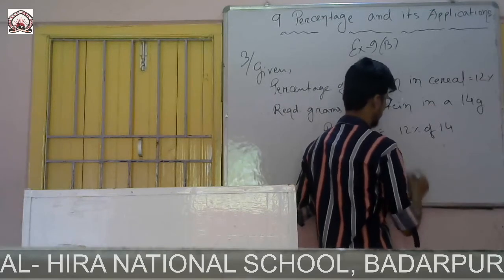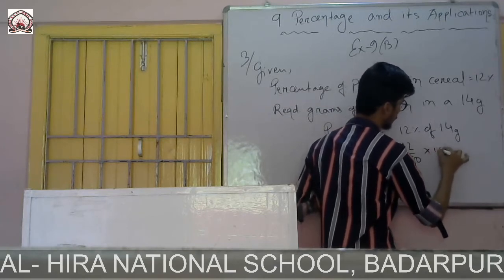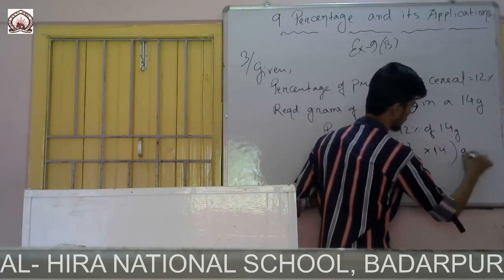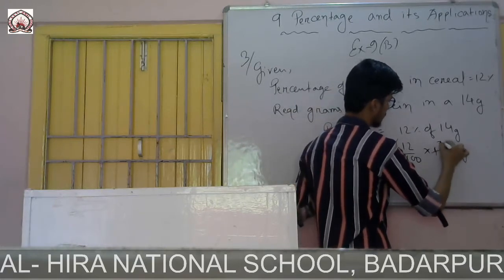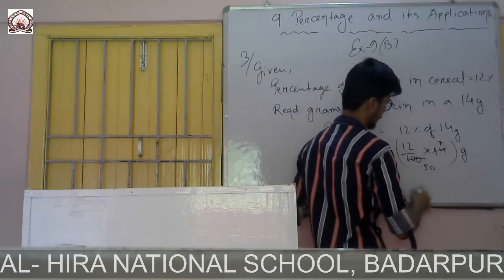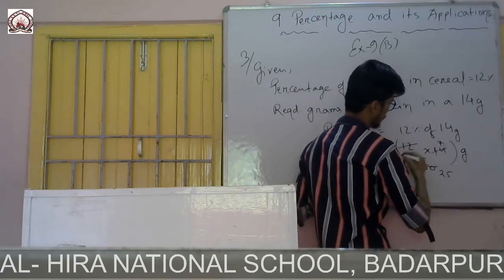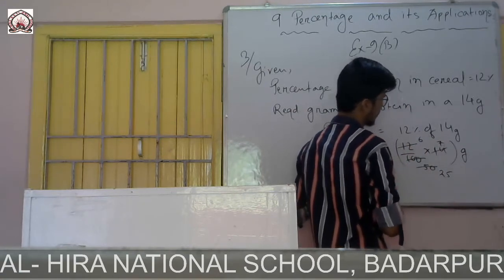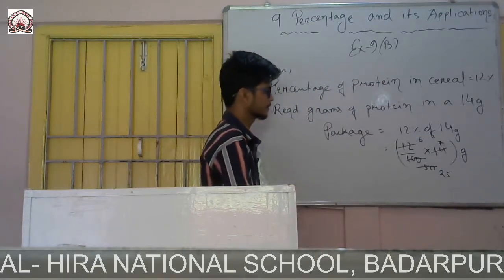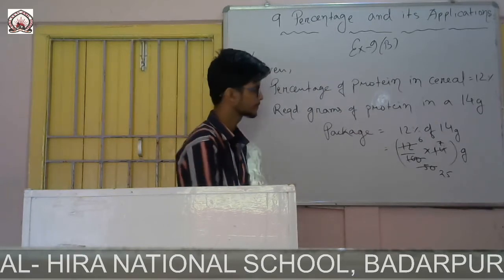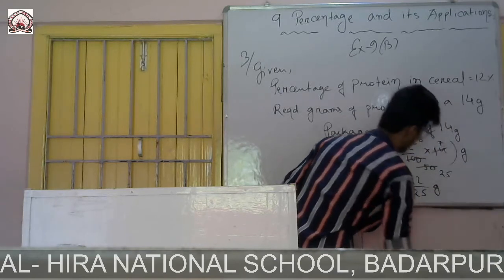12% of 14. So it will be 12 by 100 into 14, and since I am finding it in grams, the unit will be gram. So I can cancel here. 2 7s are 14, 2 50s are 100. Then again 2 6s are 12, 2 25. So 7 6s are 42 by 25 gram.